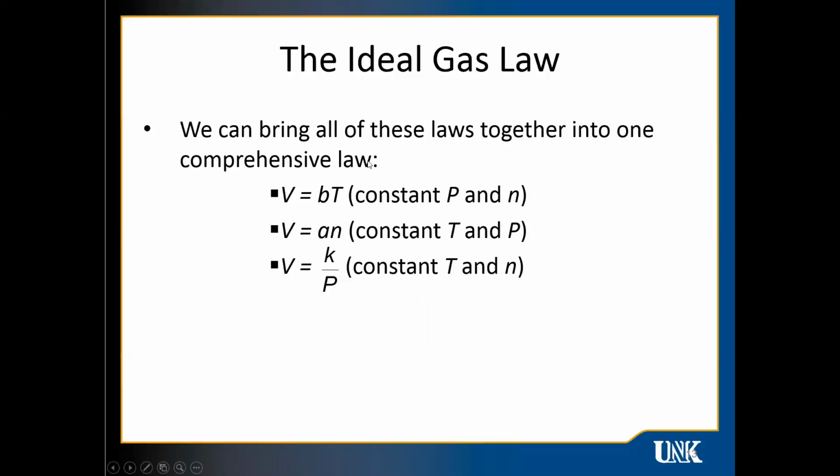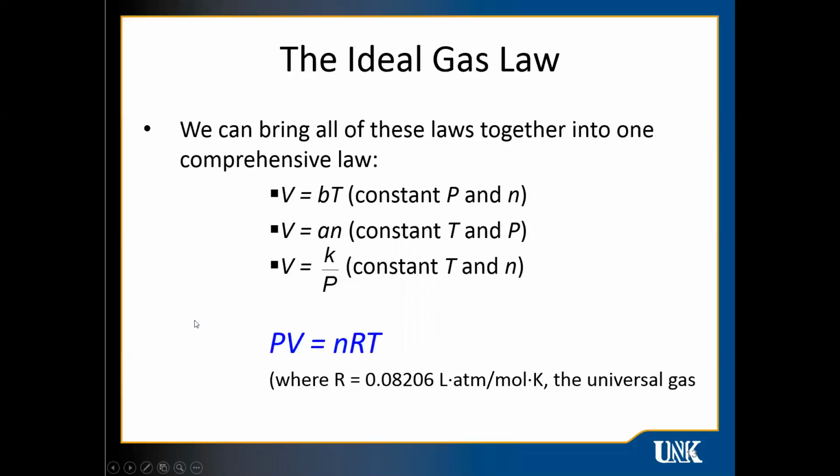So what you can do is take all three of these expressions and put them together. And when we do, we get something called the ideal gas law. Pressure and volume are on the same side, and moles and temperature are on the opposite side. And this R is our proportionality constant for the whole relationship. It's called the universal gas constant, and it's equal to 0.08206 if we have liters as the unit for volume, atmospheres for pressure, and Kelvin for temperature, which we have to have Kelvin for temperature.